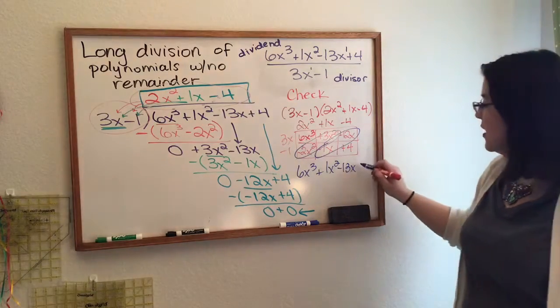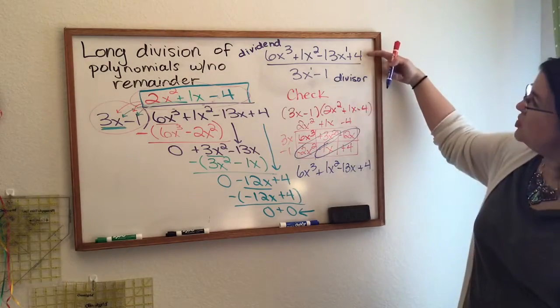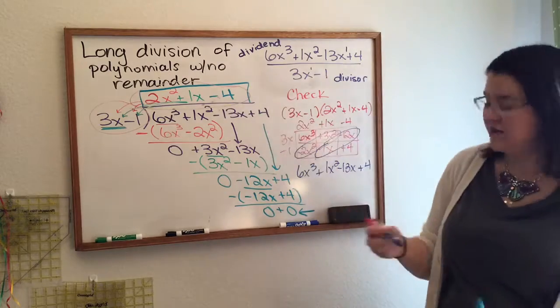Mom's almost finished here. And then the last one is plus 4. So does this match my initial dividend? It does, so I know I divided correctly.